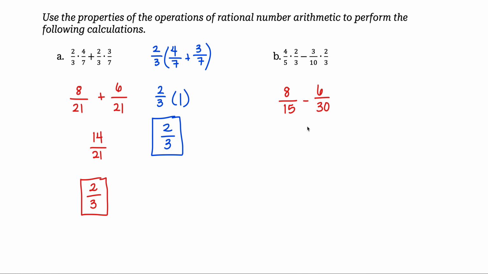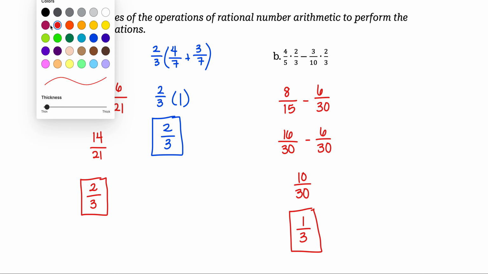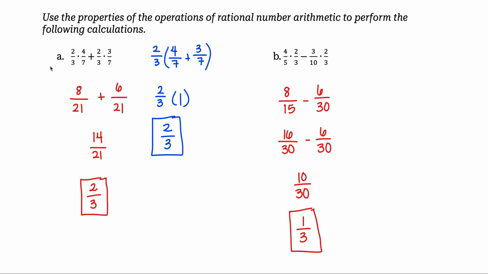Common denominator is going to be a 30, so I'm going to take top and bottom of that first fraction and multiply by 2. So I have 16/30 minus 6/30 leaves me with 10/30, which can be reduced down to 1/3. So that's the answer. That is one way that you can work this problem. So let me show you the other way.